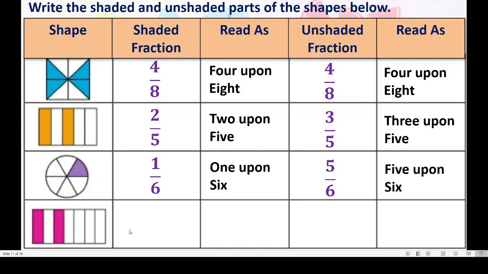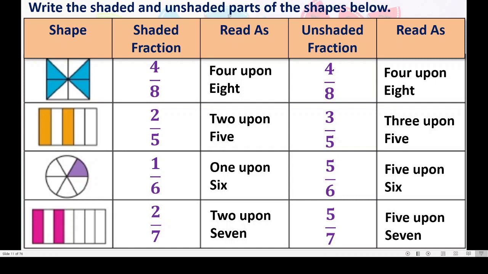Now the last figure. 1, 2, 3, 4, 5, 6, 7. Total parts are 7, so our denominator is 7, and only 2 parts are shaded. So our shaded fraction is 2 upon 7. Correct? And read as 2 upon 7. And the unshaded fraction will be 5 upon 7. Isn't it? And read as 5 upon 7.